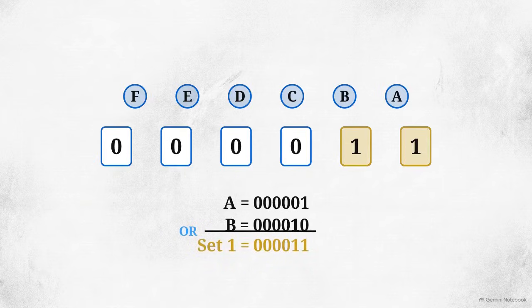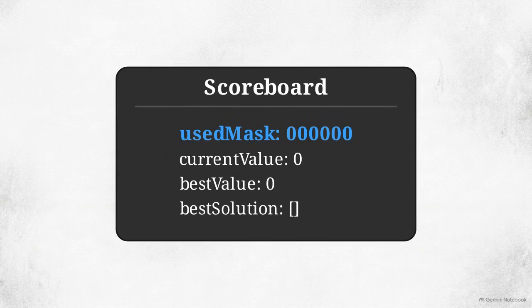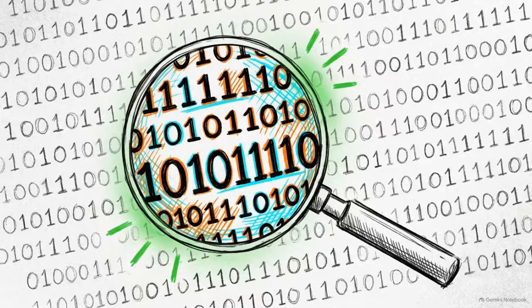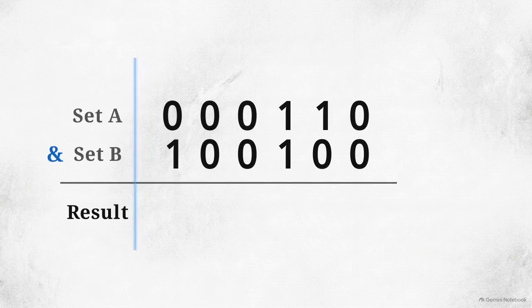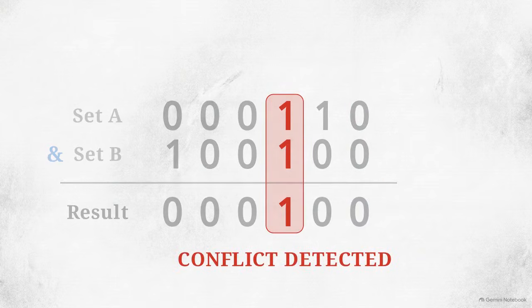Set 1's A and B become 000011. A used mask tracking our algorithm's state starts at 0. Converting these sets into binary strings transforms the search. The computer can now treat the problem of identifying overlaps as low-level mathematical comparisons.